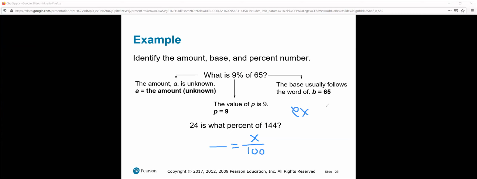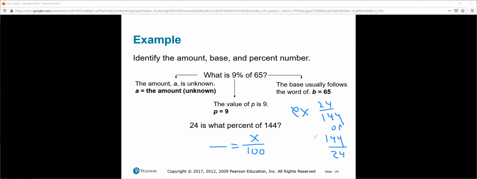Our two examples of answers would be 24 over 144 or 144 over 24. Those are our two options here. Which one makes the most sense?